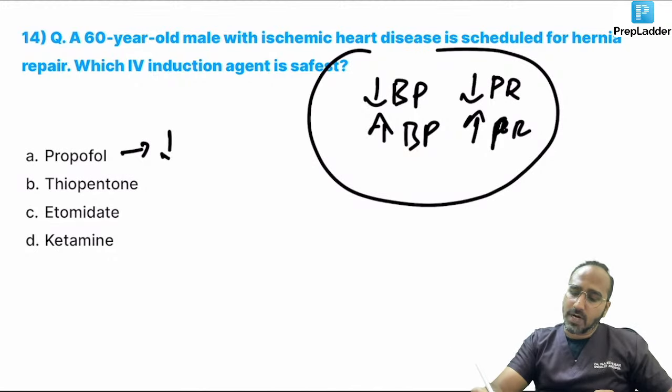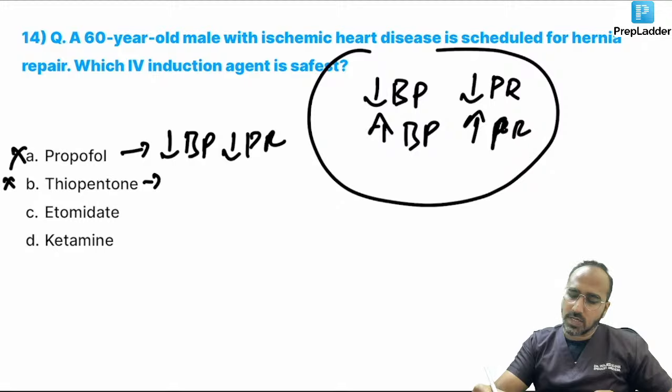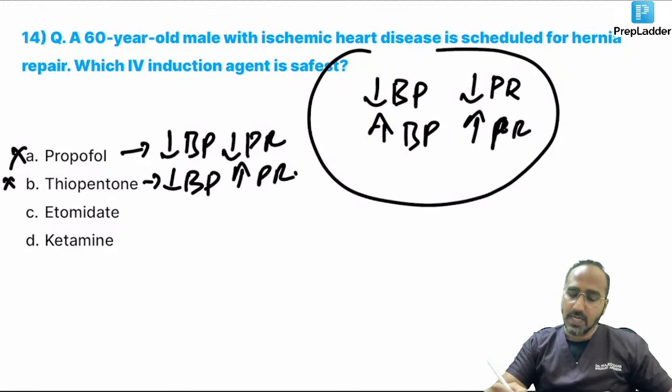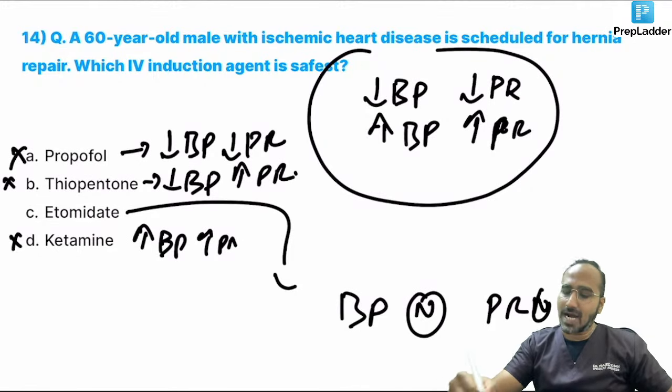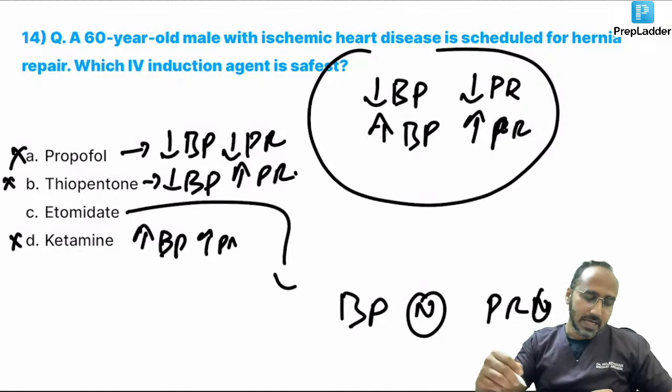Okay? Propofol, what does it cause? It causes hypotension and it can cause bradycardia, so it cannot be given. Can you give sodium thiopentone? Sodium thiopentone also causes hypotension, and thiopentone T, tachycardia T, so it will cause tachycardia and cannot be given. Can you give ketamine? No, sir. Because it causes hypertension and tachycardia. Can you give etomidate? Yes, sir. Because etomidate maintains the BP and maintains the pulse rate. It is a cardiostable IV induction agent.